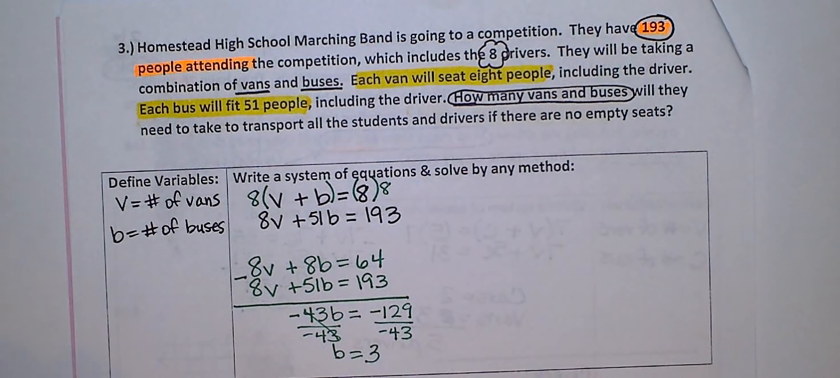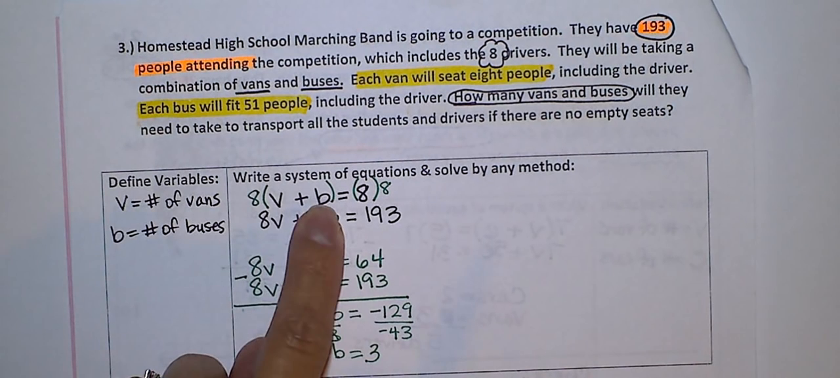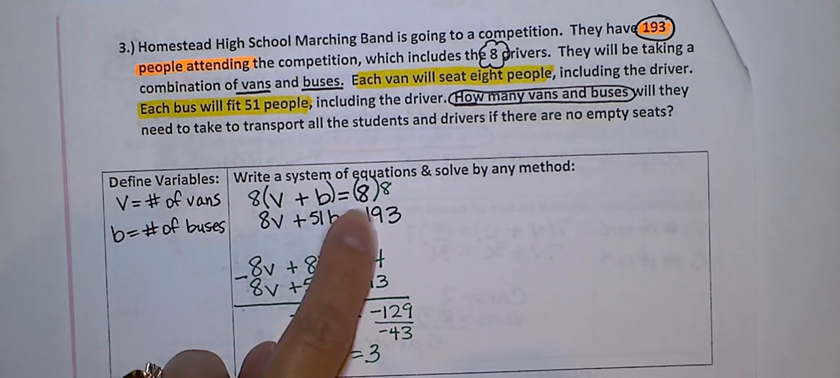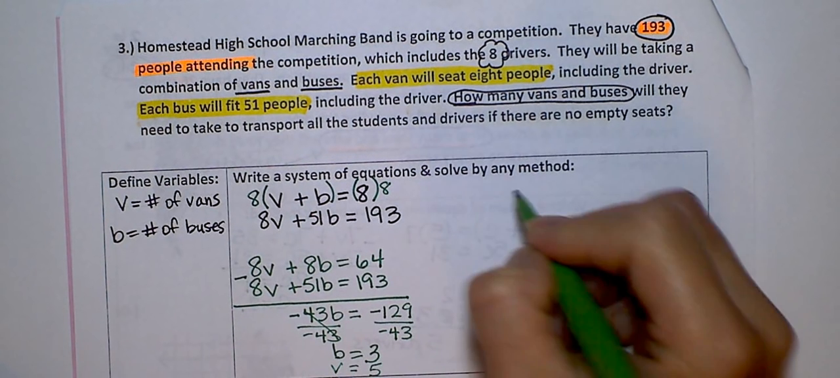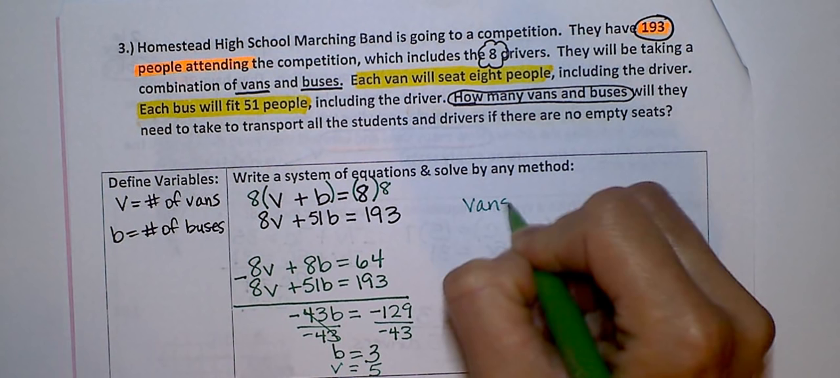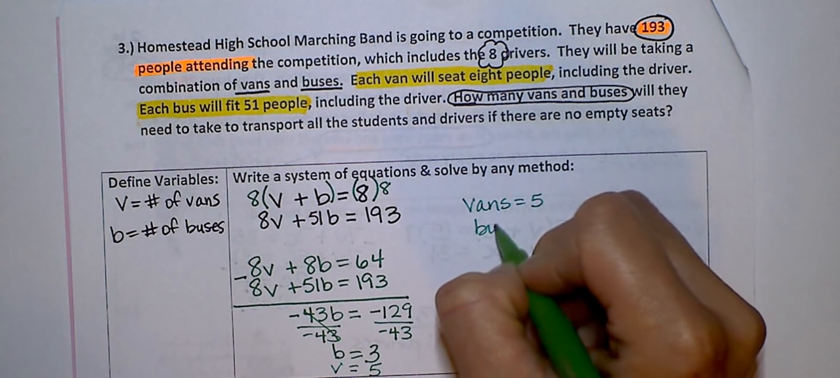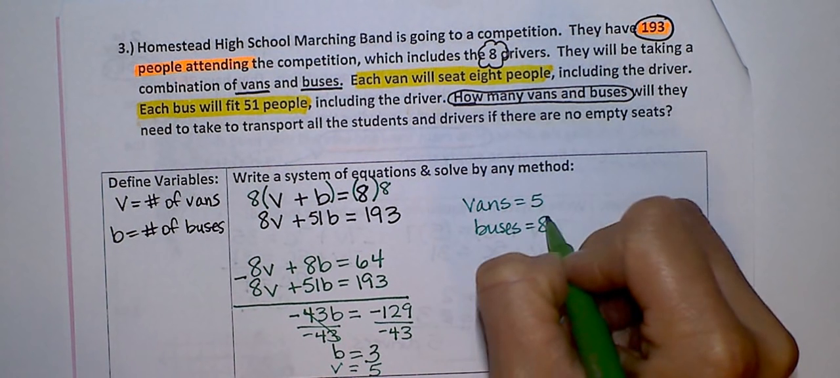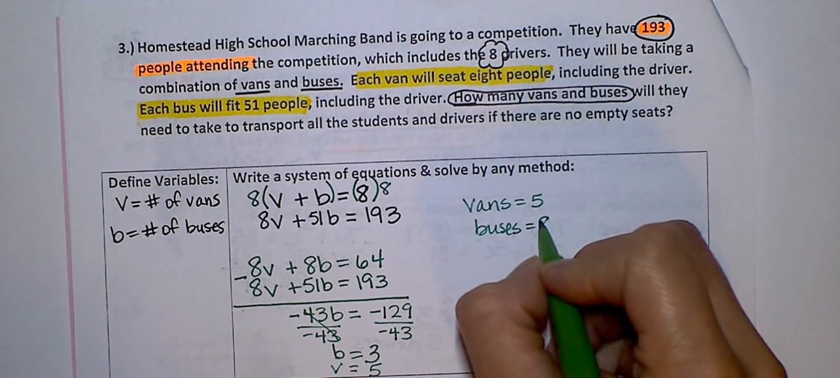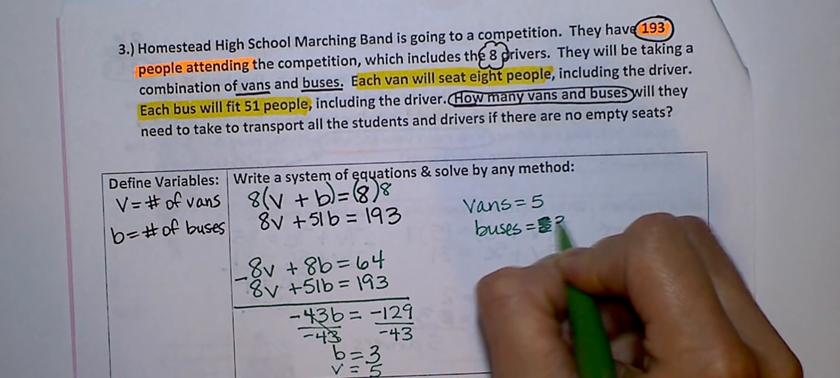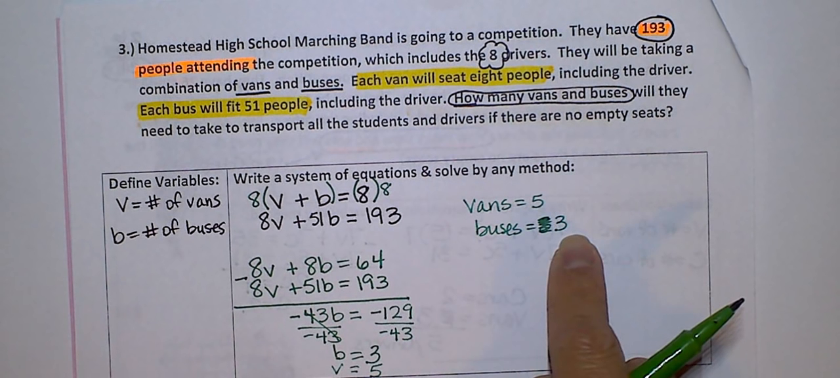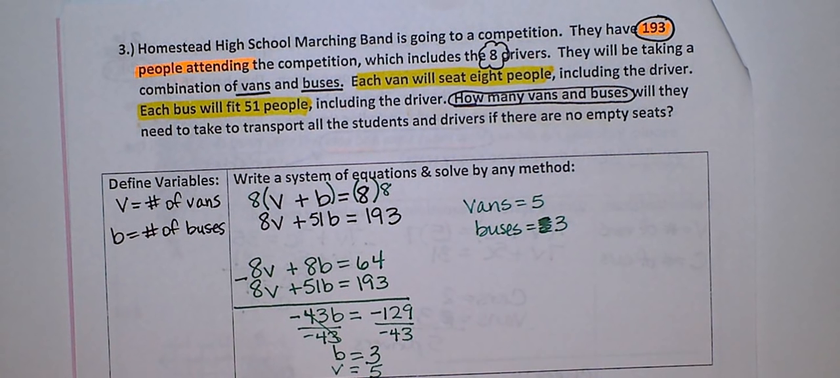Okay. So if I take 3 buses, we know vans plus buses has to equal 8. So 3 buses, that means I'm going to take 5 vans. So vans equals 5, buses equals 3. So that's a total of 8 drivers.